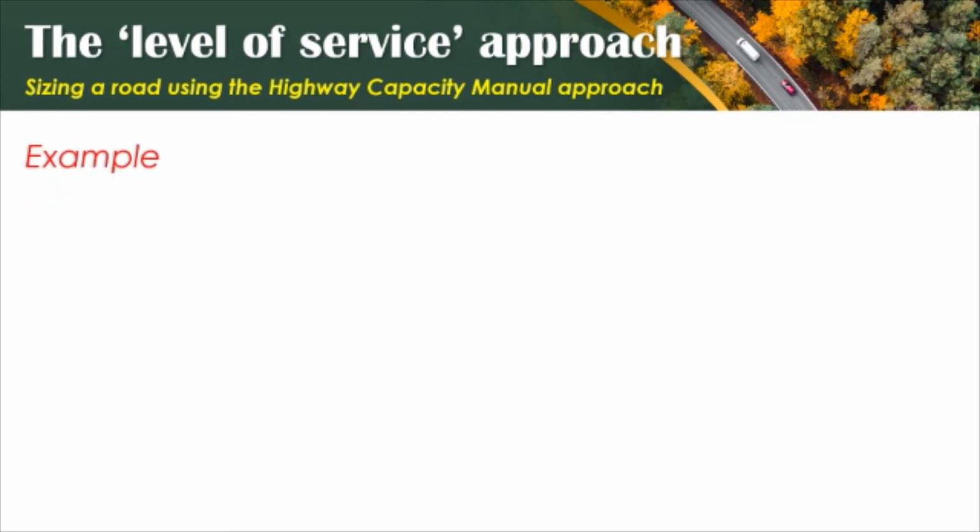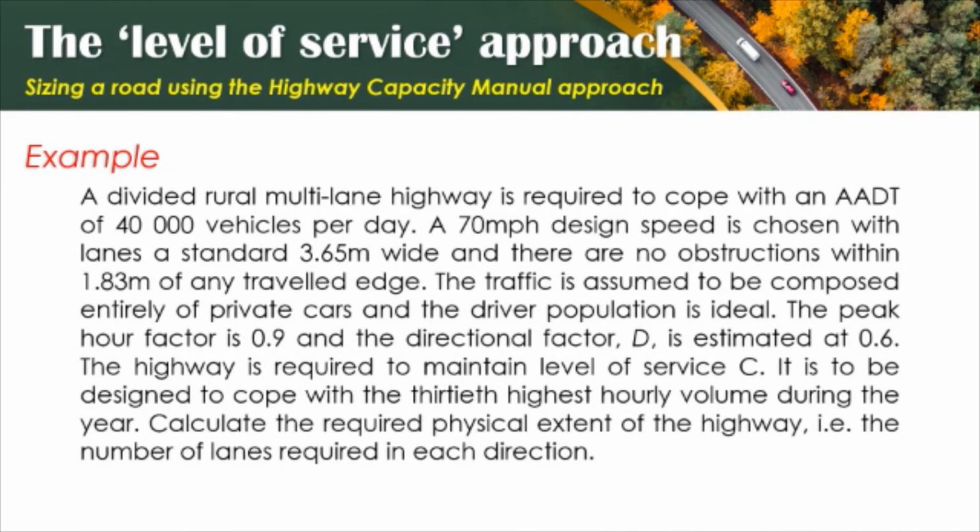So let's have an example for sizing a road using the highway capacity manual approach. A divided rural multi-lane highway is required to cope with an AADT of 40,000 vehicles per day. A 70 miles per hour design speed is chosen with lanes a standard 3.65 meters wide and there are no obstructions within 1.83 meters of any traveled edge. The traffic is assumed to be composed entirely of private cars and the driver population is ideal. The peak hour factor is 0.9 and the directional factor, which is D, is estimated at 0.6. The highway is required to maintain level of service C. It is to be designed to cope with the 30th highest hourly volume during the year. Calculate the required physical extent of the highway, the number of lanes required in each direction.